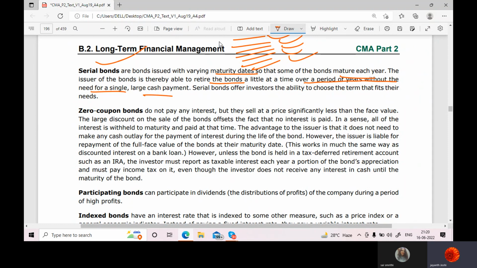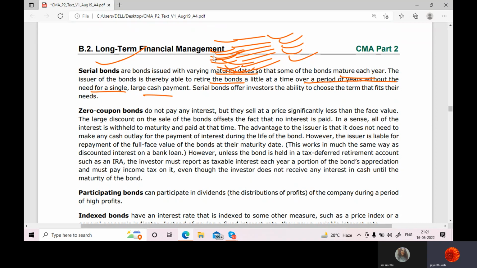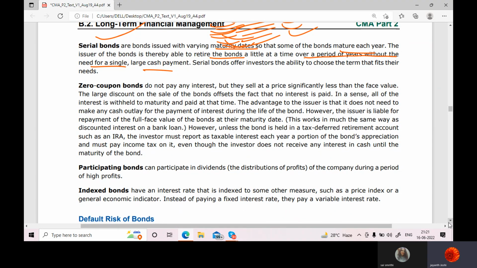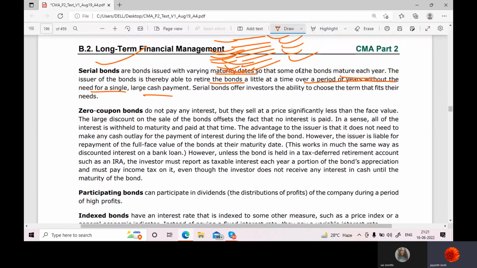That means the payments are done serially, and slowly, steadily the companies or the borrowers pay off their liabilities, instead of making a lump sum payment at the end. Fine. So whichever investors are happy with these kinds of bonds can go for them.